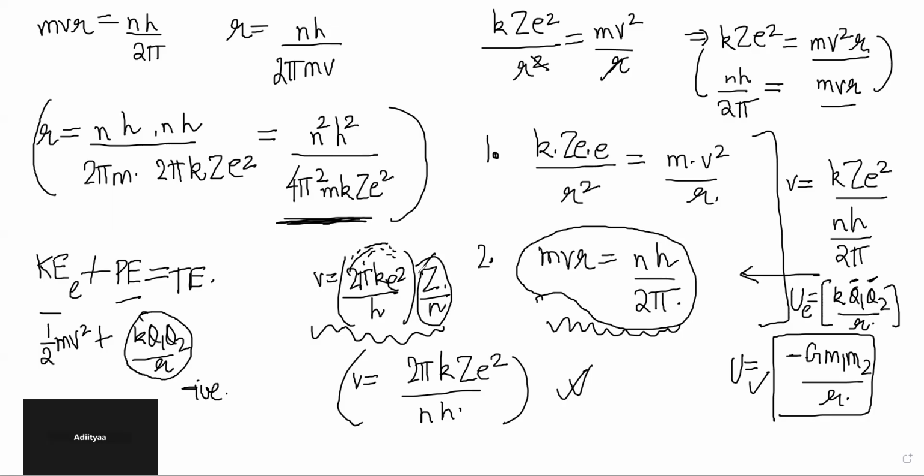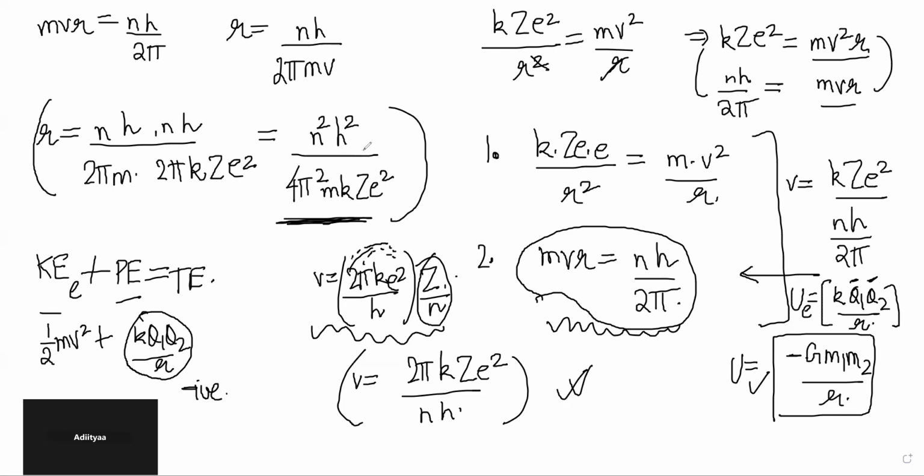Z by n will tell you which orbit you are looking at. n is 1 is the first orbit, n is 2 is the second orbit, and so on. And Z is the atomic number of that particular atom. Correct? So if it is hydrogen, I would do 1 by n. If it is helium, I would have done 2 by n. So that is your Bohr's model prediction for velocity.